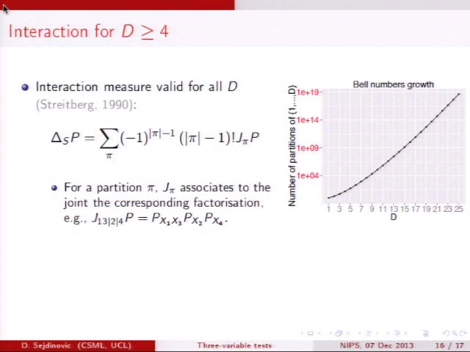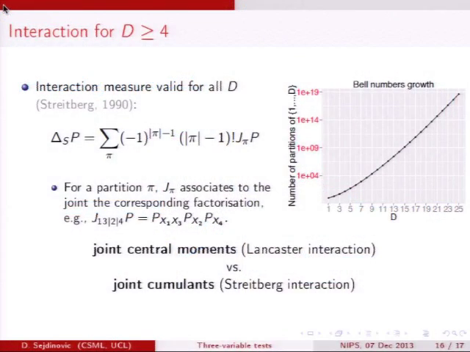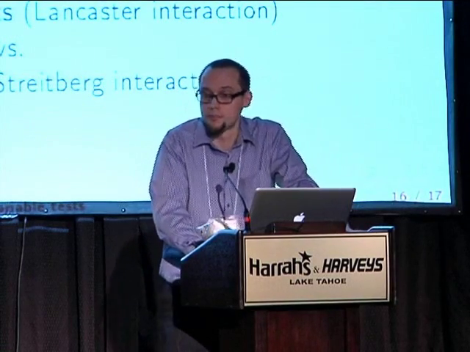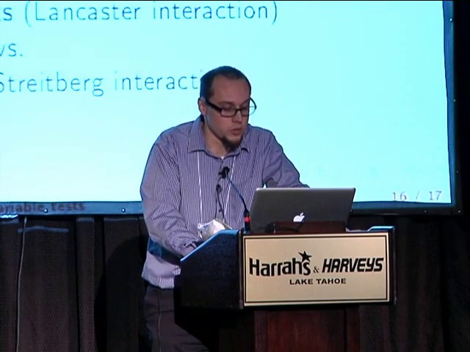The number of partitions increases quite rapidly. So here's 52 for d equals 5, and here's how they grow. They grow quite quickly. So we can hope to be able to pose a test only if this expression collapses, just as in the case of the Lancaster interaction measure, but it doesn't, because the expression collapses only when we consider joint central moments. This is captured by the Lancaster interaction construction, whereas this corrected version of the interaction measure actually corresponds to joint cumulants. And joint cumulants and joint central moments only coincide when d equals 2 and d equals 3.